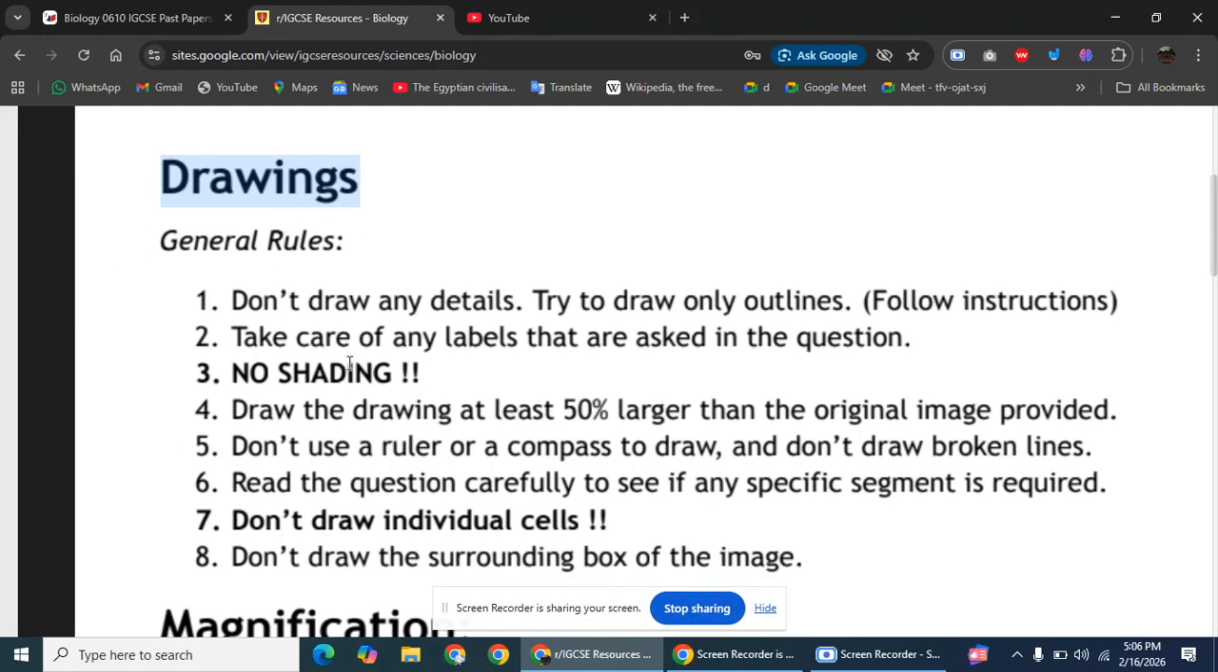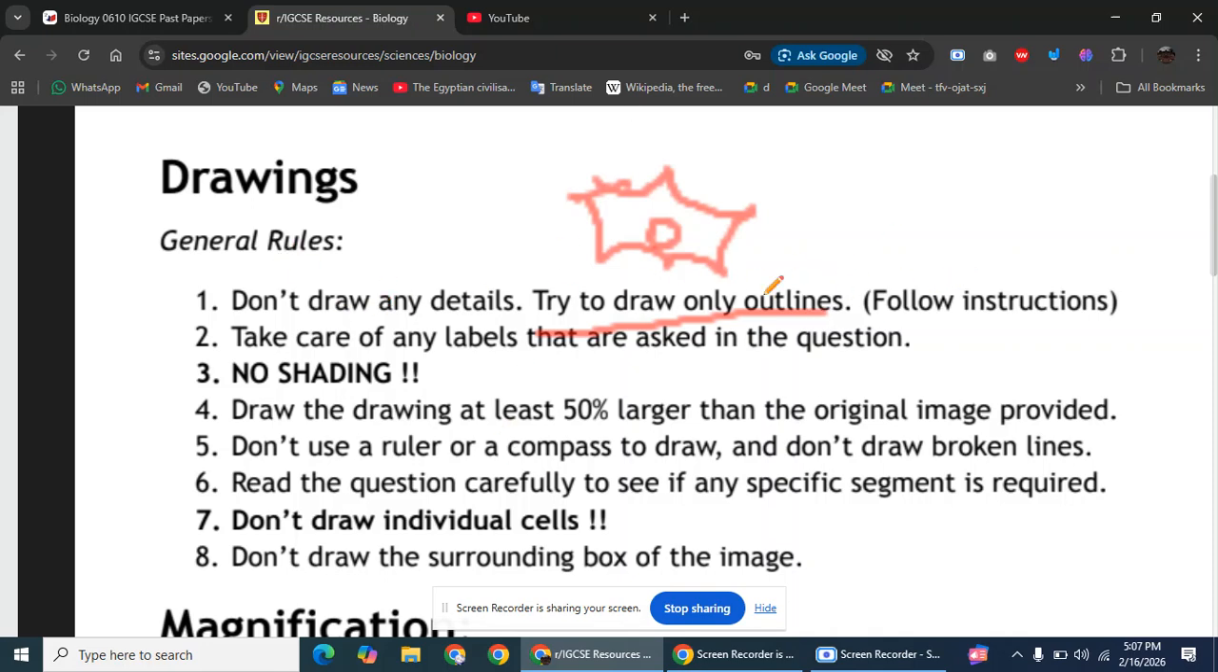The general rule for drawing is that you don't have to draw any details. Try to draw only outlines. First thing is, when they ask for specific details, that's what you're looking for. Do not draw all the details. So you have, for example, a cell like this. So there's a cell, then there is a nucleus here. So you're drawing the outline first, okay? Try to only outline, okay?